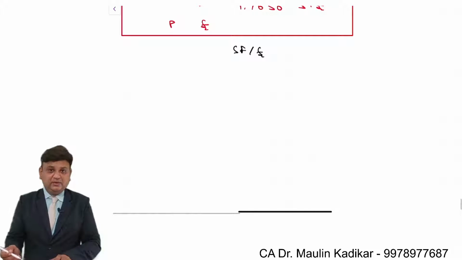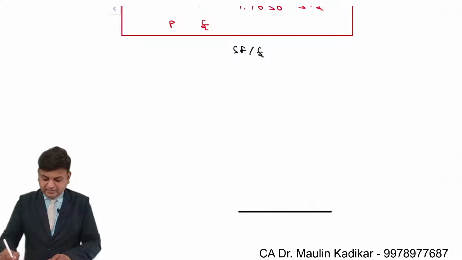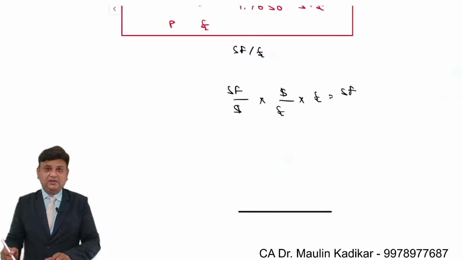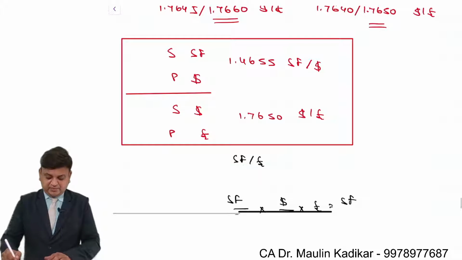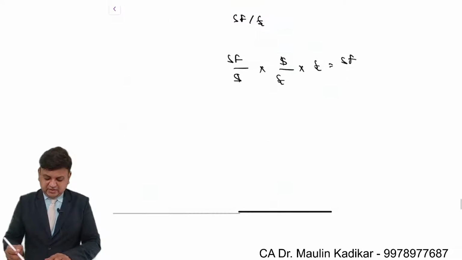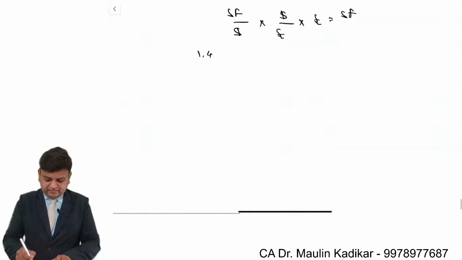Swiss franc per pound, that is the exchange rate. Swiss franc is the final answer per pound. Against pound, which currency is given? Dollar. Against dollar, which currency is given? Swiss franc. I want Swiss franc per dollar, the same is given, 1.4655.